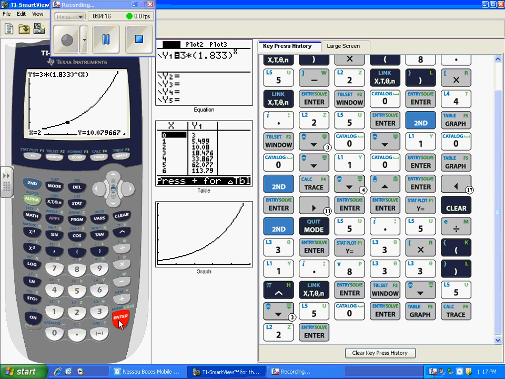2 enter gives me 10. That's a little lower than 12. 3 enter gives me 18. That's kind of far away from 25. And 4 enter gives me 33.86, which is significantly lower than 47.3.